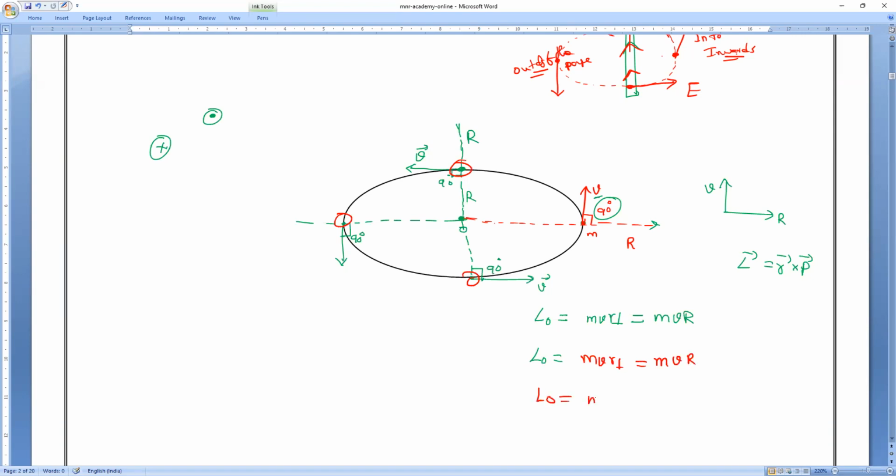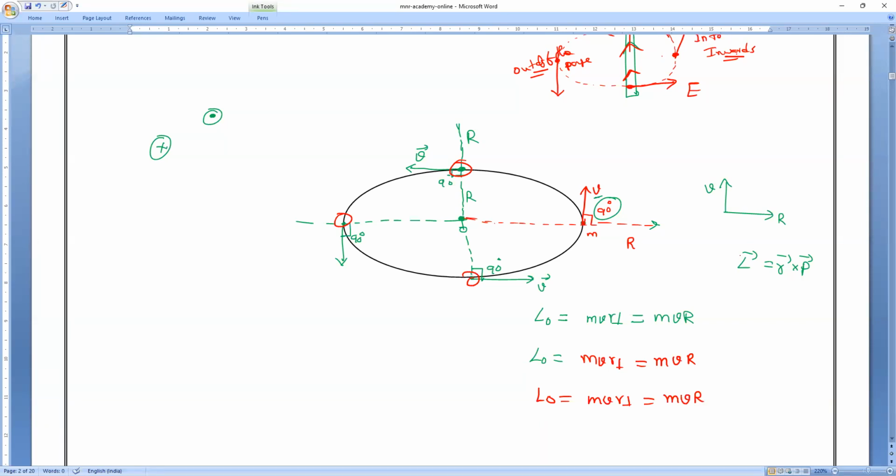Angular momentum remains the same. And what is the direction? If you observe very carefully, what direction is it acting in? Check the video I have sent you and tell me. What is the direction of angular momentum at any point?